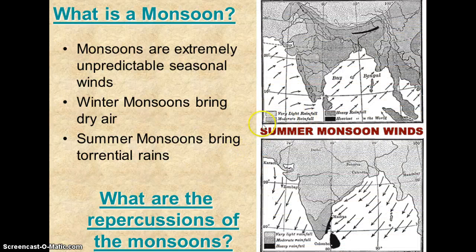So here you can see summer monsoons are going to come from the ocean, and that's why water comes with them in the rain. Winter monsoons are actually coming from the land, and so they don't bring a ton of rain. There's a little bit, but not a ton. It's mostly in the summer.